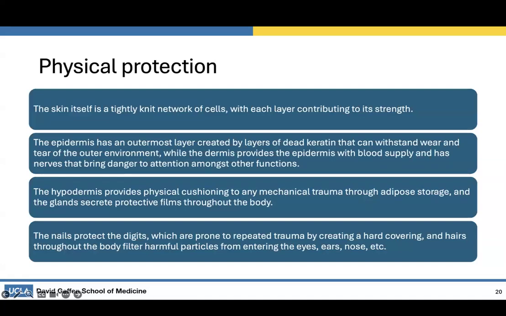As far as physical protection goes, skin acts as a physical barrier against mechanical trauma, pathogens, and environmental factors. The epidermis can withstand normal superficial wear and tear. The dermis provides the epidermis with blood supply, which is why you still bleed when you have a superficial cut. The hypodermis provides more cushioning to any mechanical trauma the body encounters, particularly through the copious amounts of adipose tissue, otherwise known as fat tissue. The nails and hair also contribute to this protection, which we'll review in more detail shortly as part of the accessory components of the integumentary system.